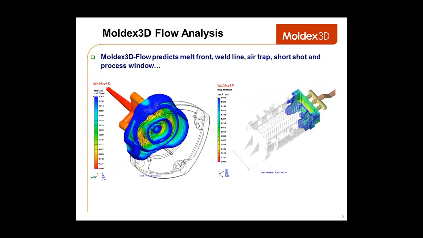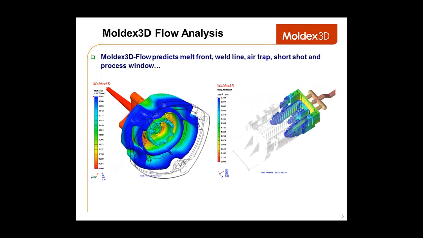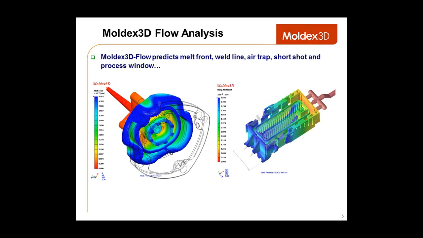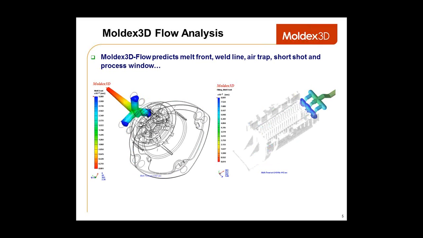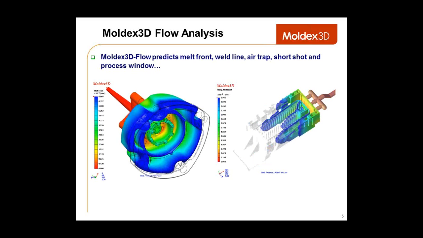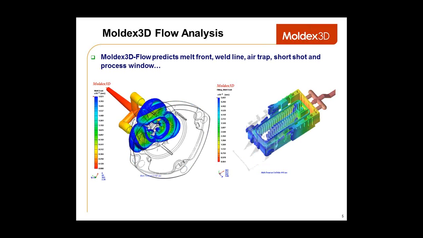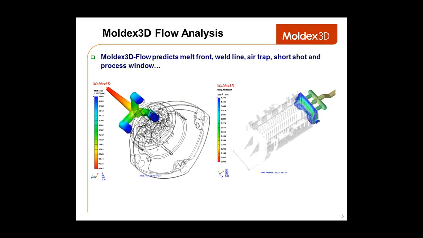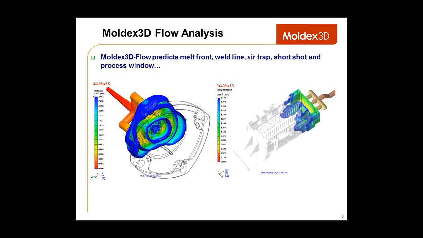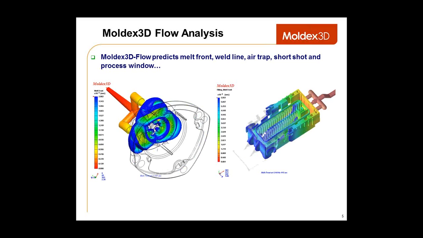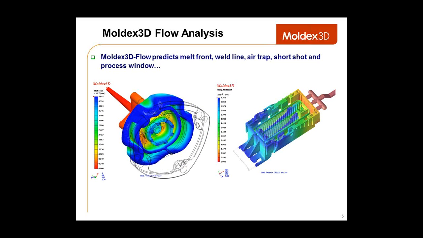And now I'll get into a little bit about what our software does. First, I'll start with flow analysis. Moldex3D predicts melt fronts, weld lines, air traps, short shots, and other problems that can occur during filling analysis. This also includes unbalanced filling and thermodegradation of plastics. With this feature, you can save time and money by catching potential problems before a part is manufactured.